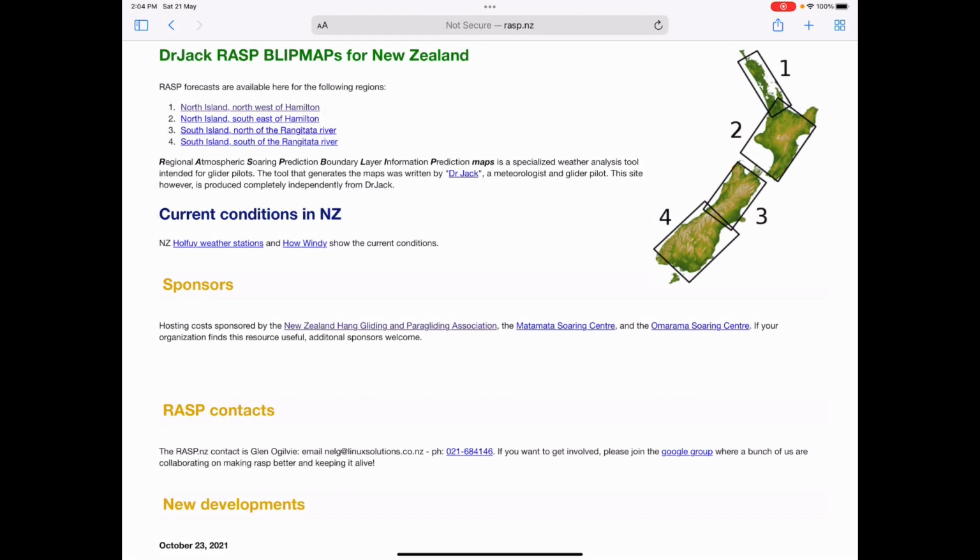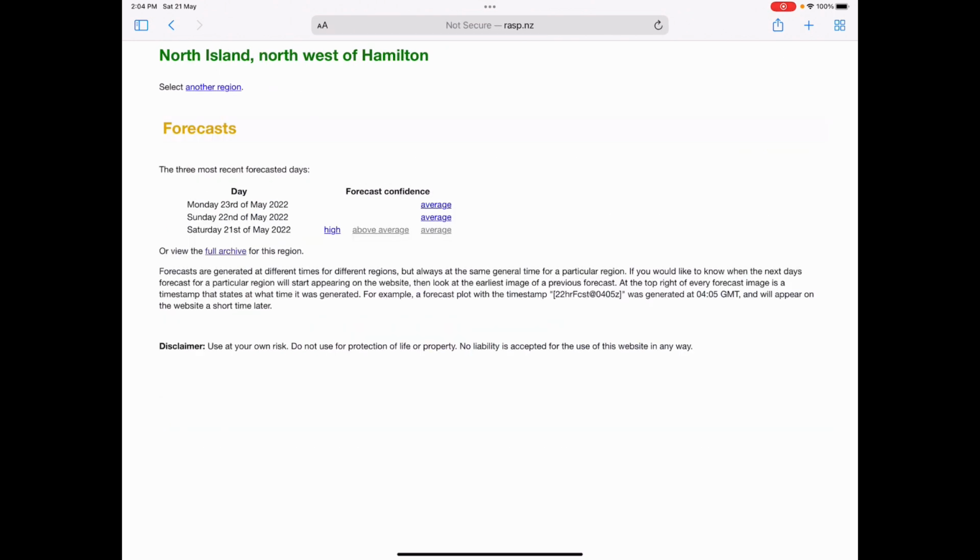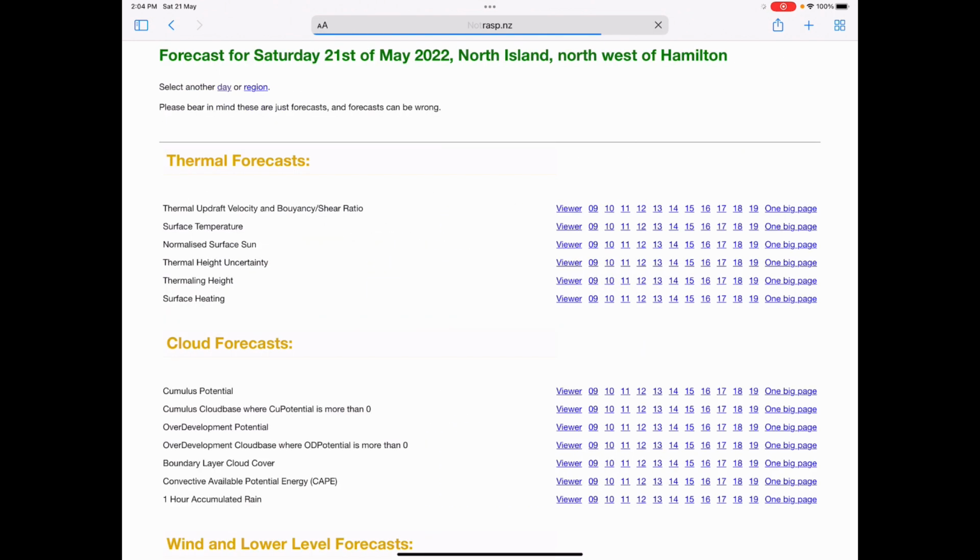This is a brief explanation of the pages I look at in Rasp. So here we are at rasp.nz. I'm going to choose a region and a forecast confidence of high for Saturday, and here we are at the forecasts page. So on the right are the viewing options, and I'm going to use the viewer, and I'm going to look at thermal updraft velocity and buoyancy shear ratio first.